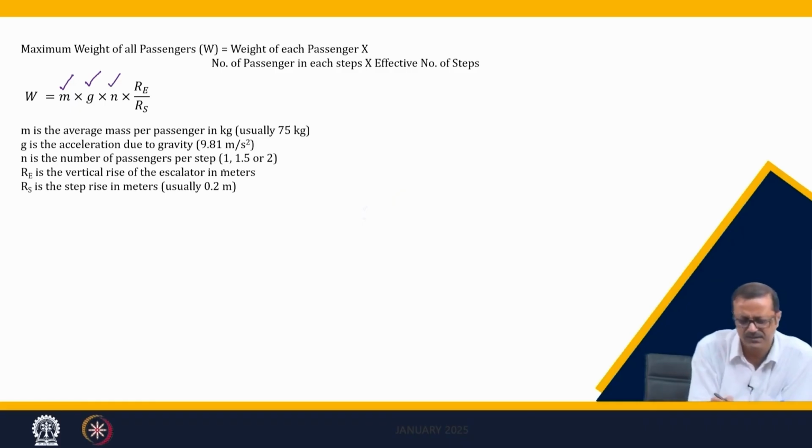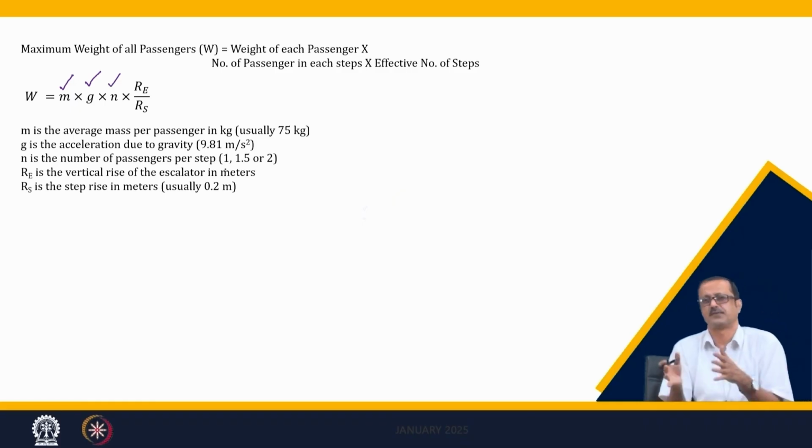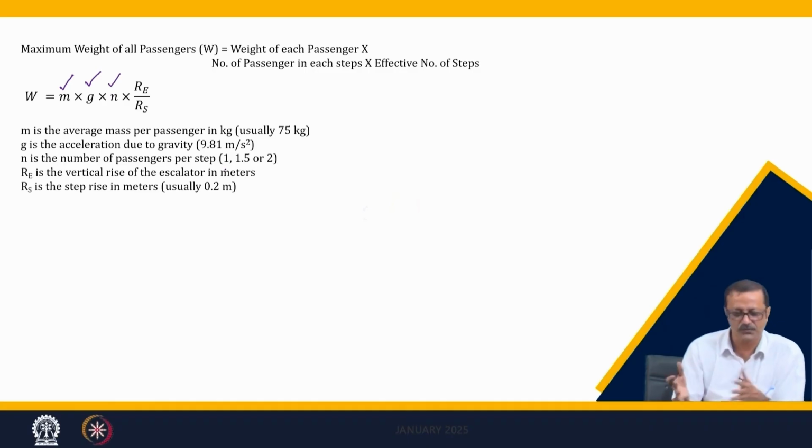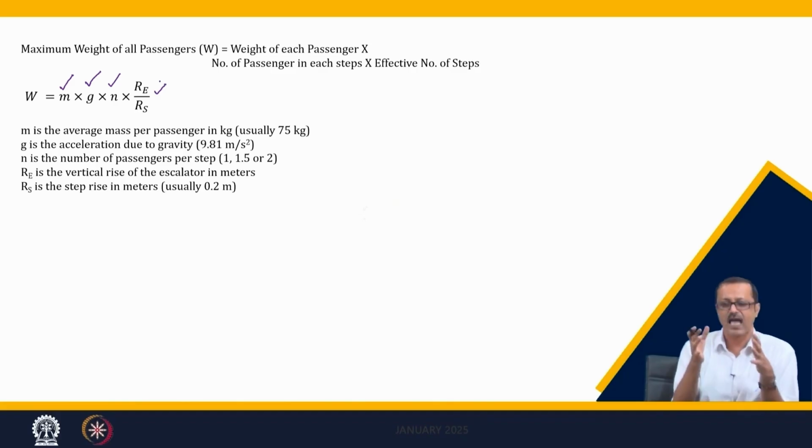It may be 1, maybe sometimes 1.5, as in some steps there may be one able-bodied person with 3 children, something like that. So, sometimes we may say it is on average 1.5, and this is the number of steps. So, this way I can find out the total passenger weight.